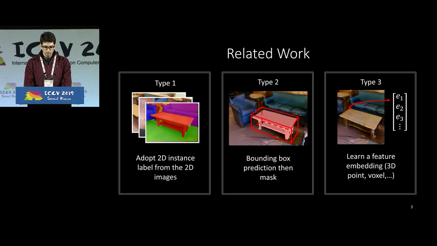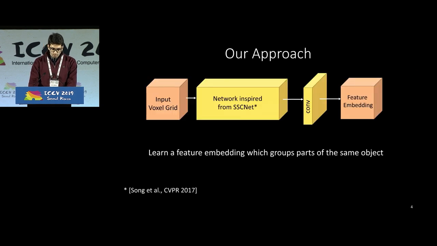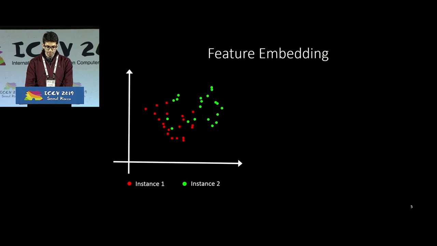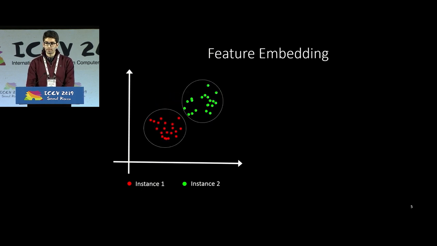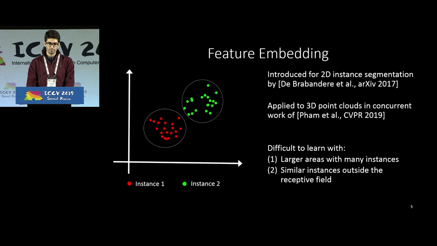The third type learns a feature embedding for every constituent of a scene, such that the object instances can be easily grouped in the feature space. We choose to use this type. We first start with a feature embedding learning strategy using a network inspired from SSCNet. The idea is to regress into a feature space in which parts of the same instance are closer to each other. This has been previously proposed in 2D, and concurrent work has tested it in 3D.